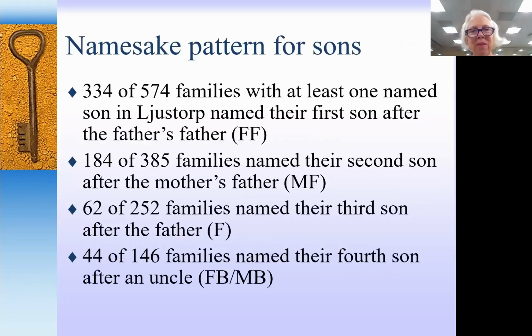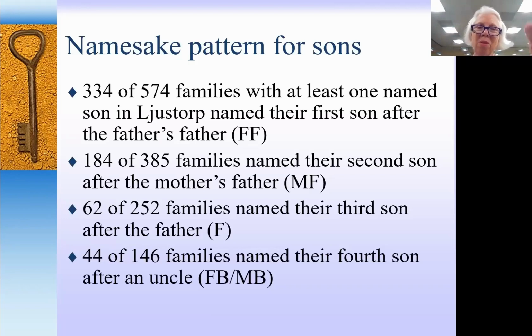In my database, the Justorpsbor, 1500 to 1800, 334 out of 574 families with at least one named son, meaning they had at least one son, named their first son after the father's father. And 184 out of 385 families named their second son after the mother's father. 62 out of 250 families.